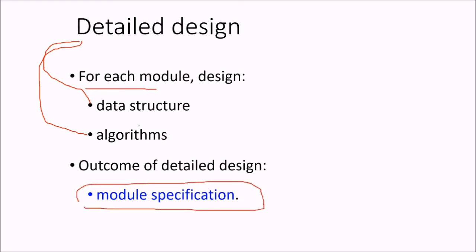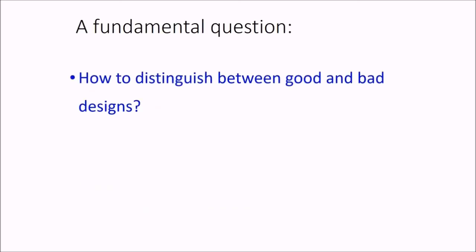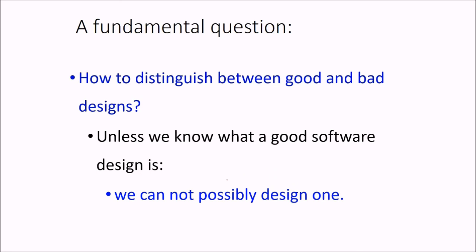But how do we distinguish between a good and a bad design? When we are not aware whether the software is good or bad, how are we going to tell? Unless we know what a good software design is, we cannot possibly design one. Unless you know what you are going to make in proper form, how are you going to make it? You will make it first, then go to the user, he will point out various problems, and then you will come back again.